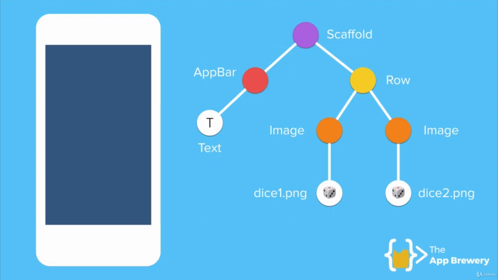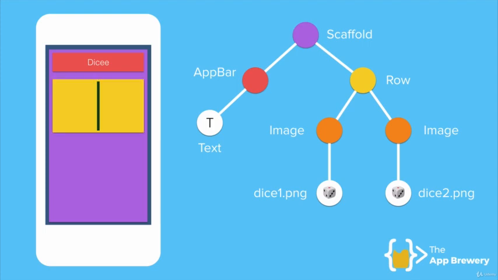We're going to start off, as with all of our apps, with a scaffold. And in this scaffold, we're going to have an app bar. But for the body of the scaffold, we're simply going to have a row with two images, each containing a picture of a dice image.